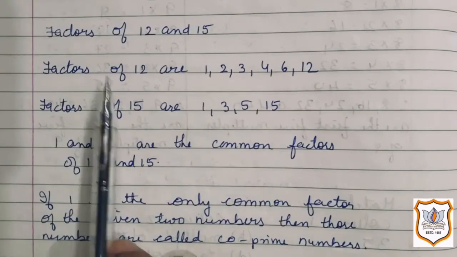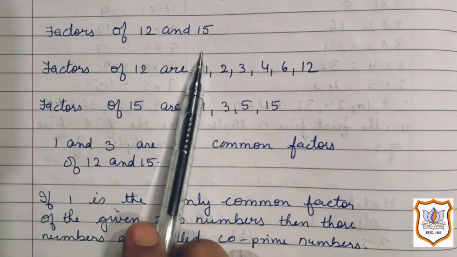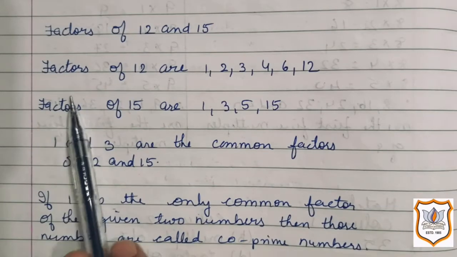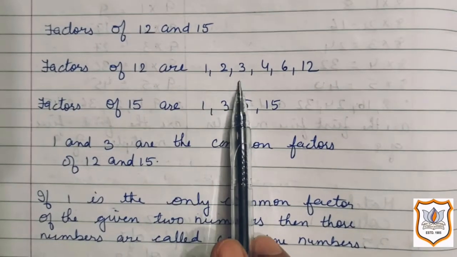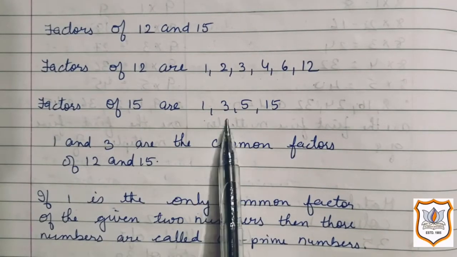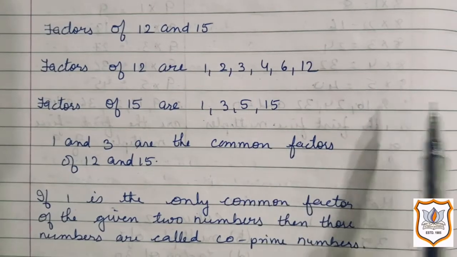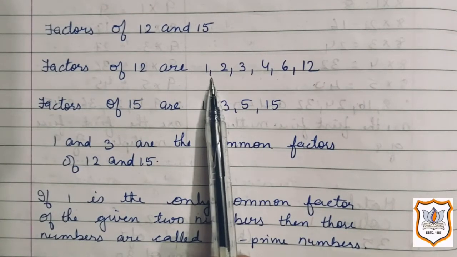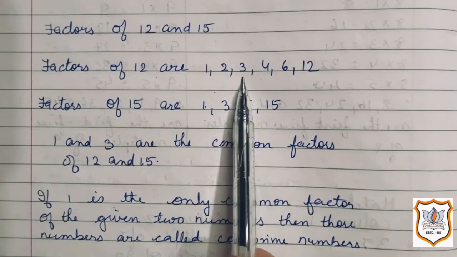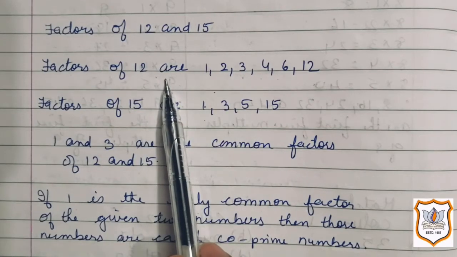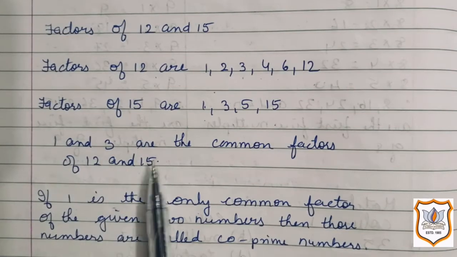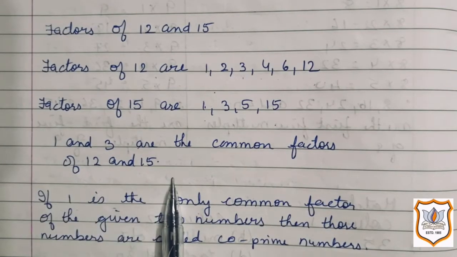For example, if we find the factors of 12 and 15, I've explained earlier how to find factors. So the factors of 12 are 1, 2, 3, 4, 6, 12. And factors of 15 are 1, 3, 5 and 15. Now you can see that 1 is a common factor of both the numbers 12 and 15. 3 is also a common factor of both. So we can say that 1 and 3 are the common factors of 12 and 15.